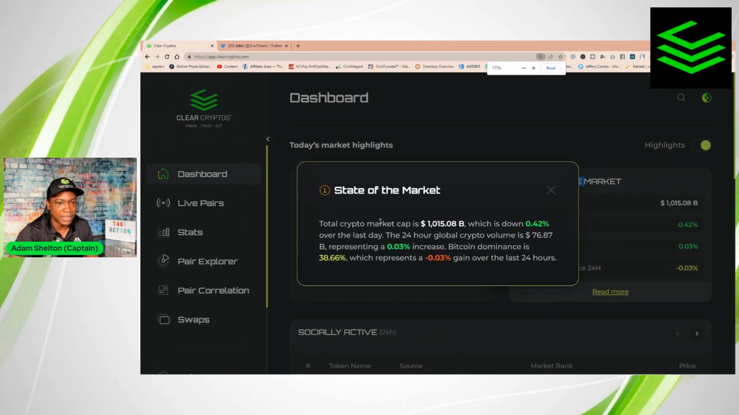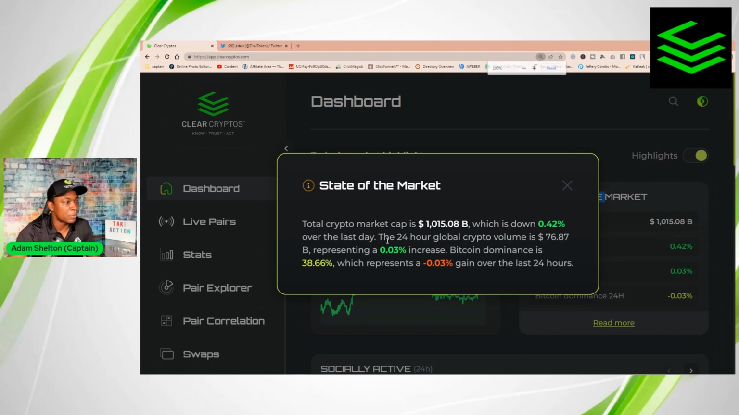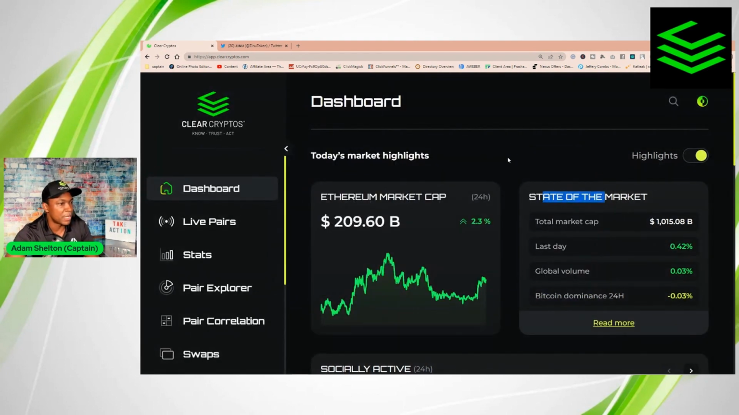Let me go ahead and zoom this in just a bit. Total crypto market cap is over $1 billion. Look at that. Which is down 0.142% over the last day. The 24-hour global crypto volume is that. So basically, I'm reading the information there, and this is actually really, really cool here. Bitcoin dominance is giving me that information there as well. I like this. This is more data, just like they just said. More data that we're talking about.